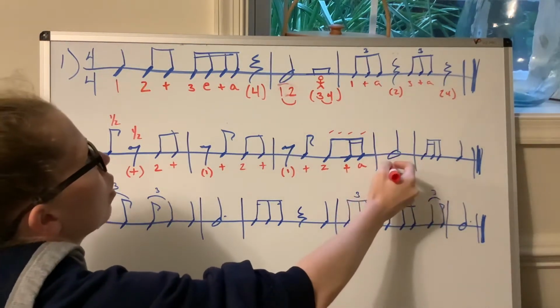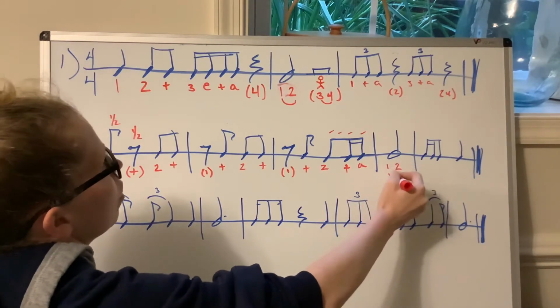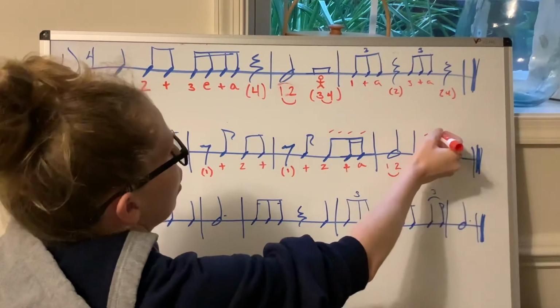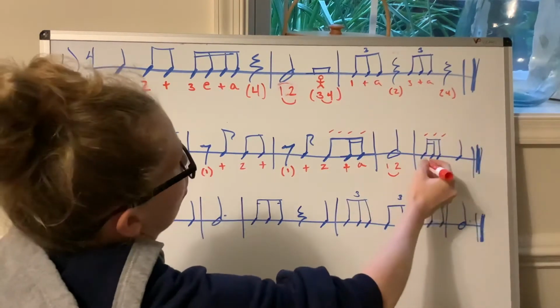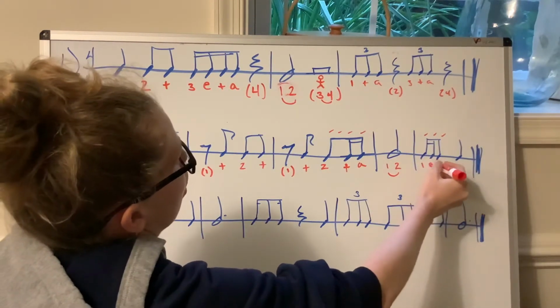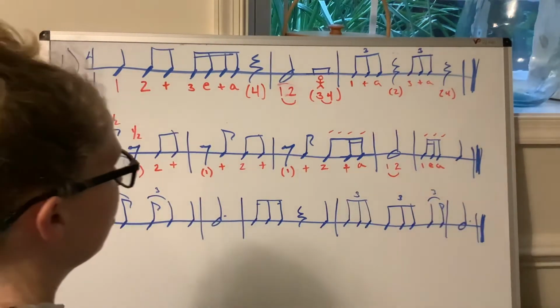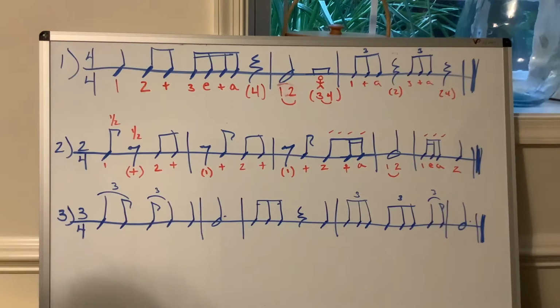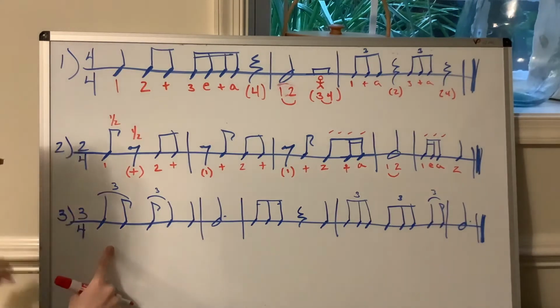Start over, 1, 2, there's only 2 beats in a measure, so that checks out. 1 E and 1 E and 2. Done. Ding ding ding.